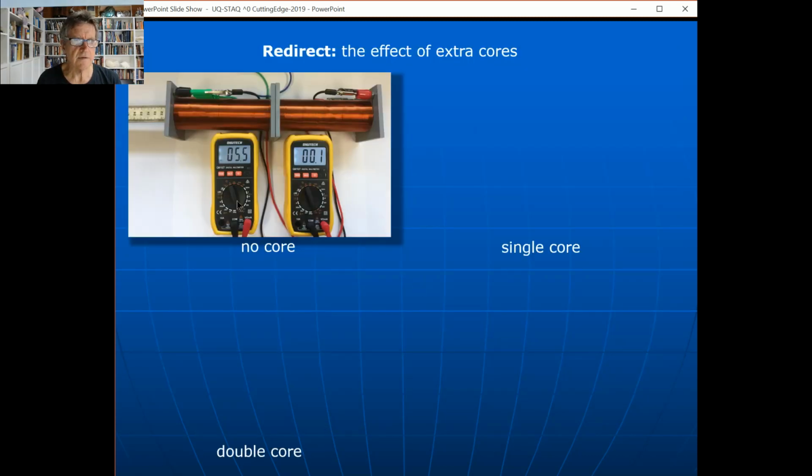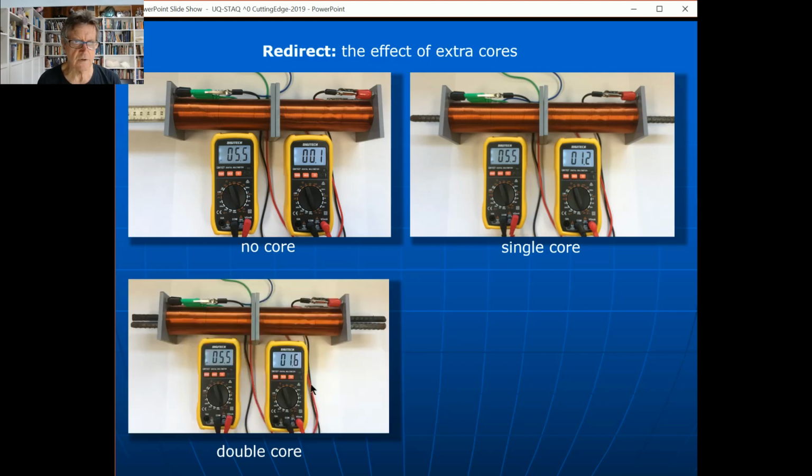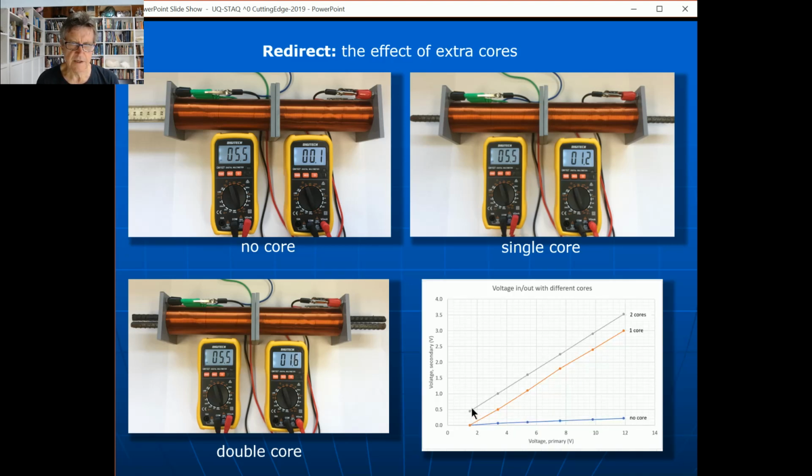And look, I can try different numbers of cores between them. So there's no core there. Look, 5 volts in, 0.1 of a volt out. Terrible. The core is just a chunk of rebar from Bunnings, just a little bit of steel concrete reinforcing rod. Single core, 5 volts in, 1 volt out. If you use double core, 5 volts in, 1.6 out. Doesn't improve it much. And you can see here, if you try it at all different voltages, 1 and 2 cores, pretty much the same.